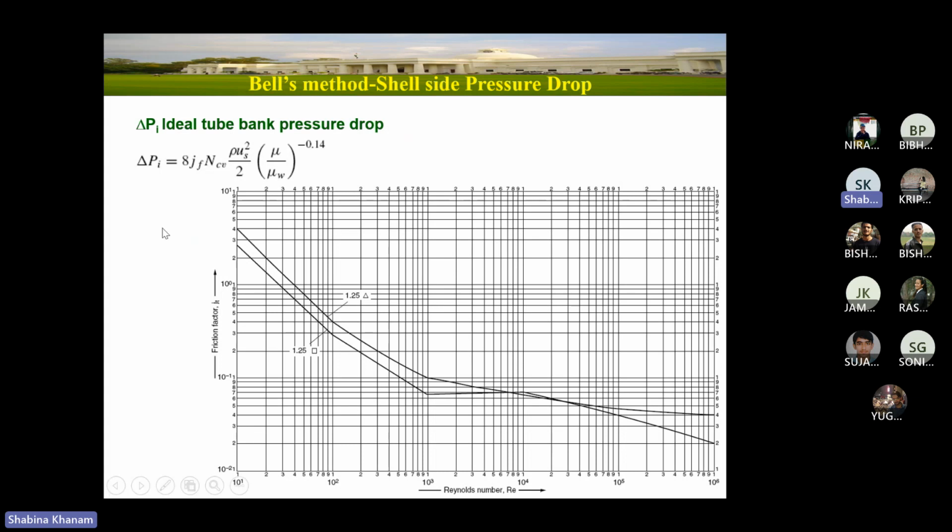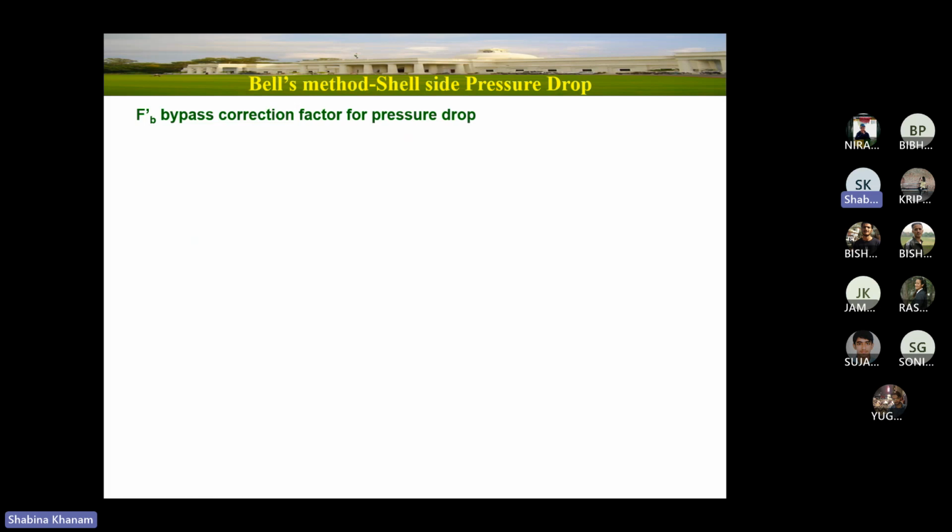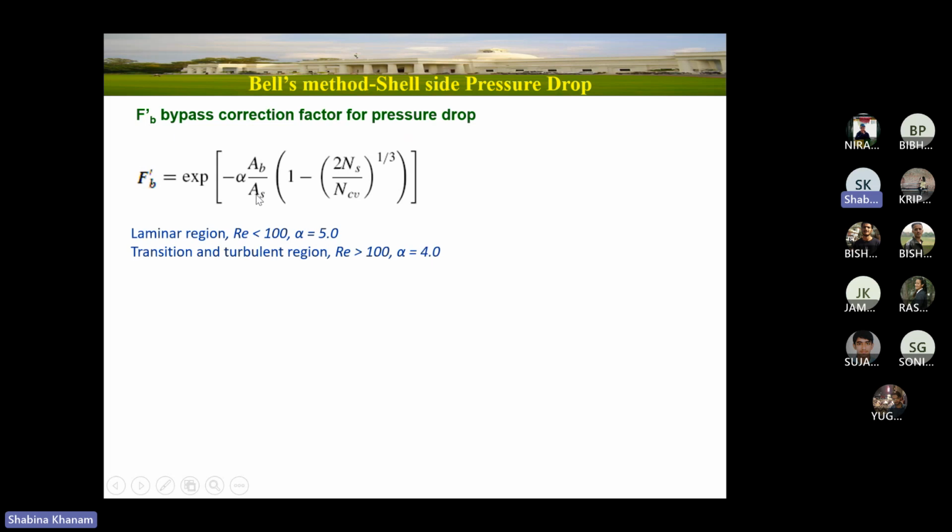So in that way we can count delta PI, that will be corrected with FB prime and FL prime. FB prime is the bypass correction factor for pressure drop. This is the same expression, only we will find a change in the alpha value. For the heat transfer coefficient, the alpha values were different. Here the alpha values are these only.